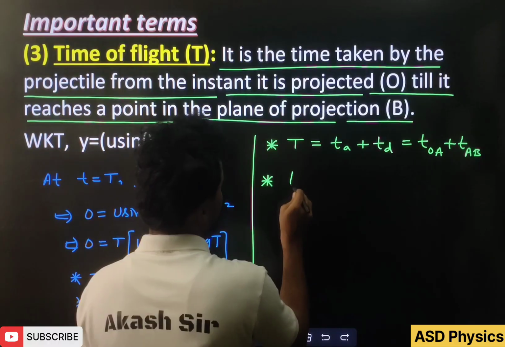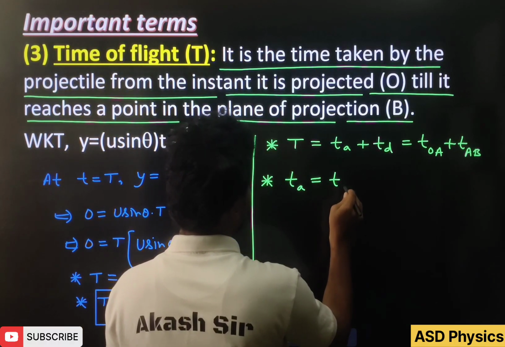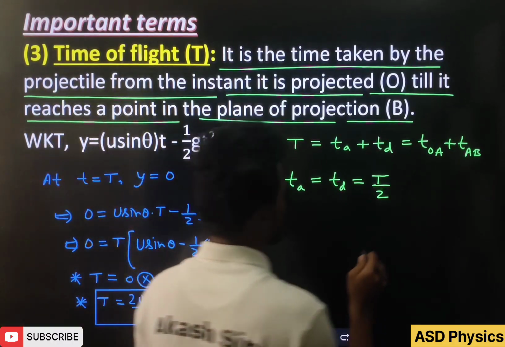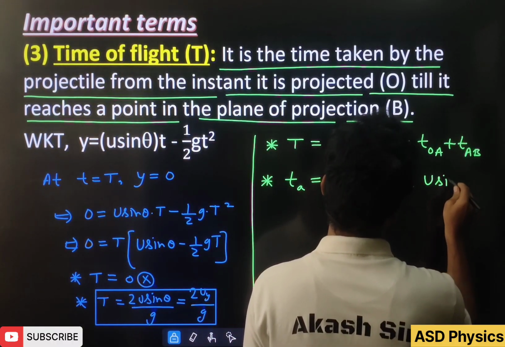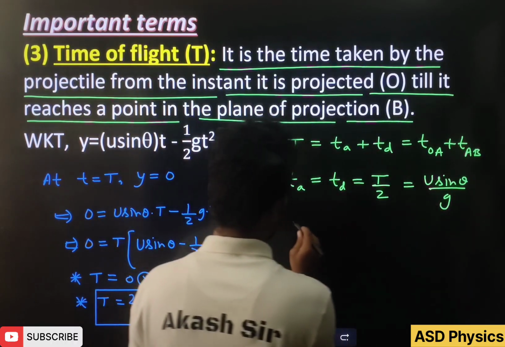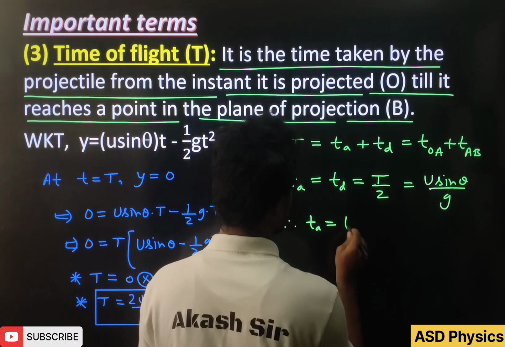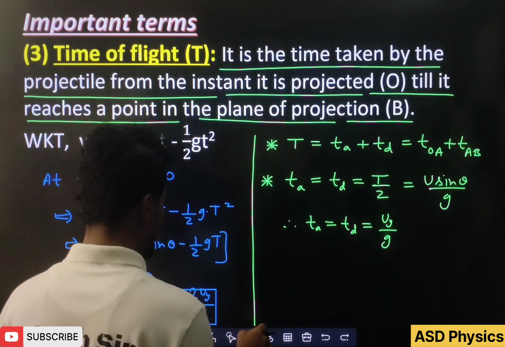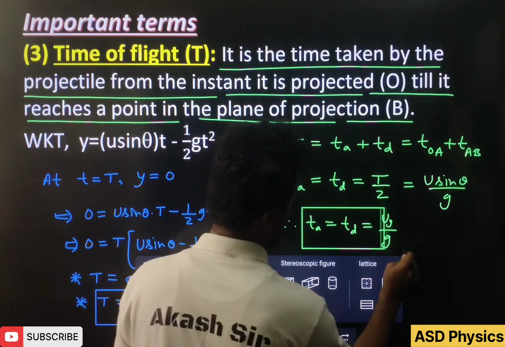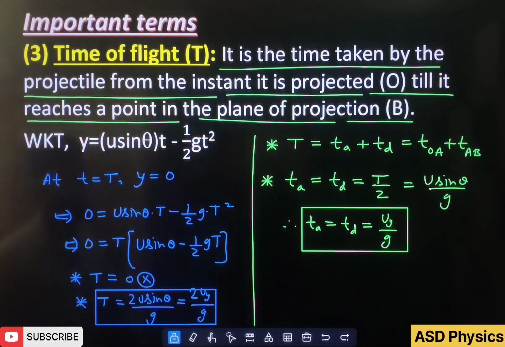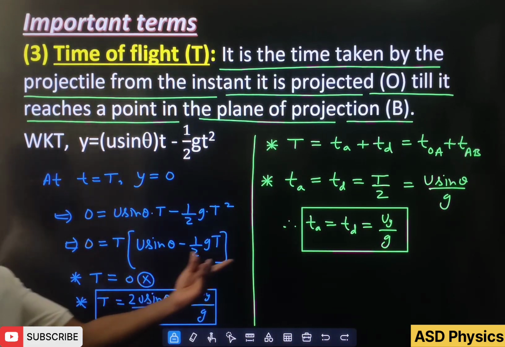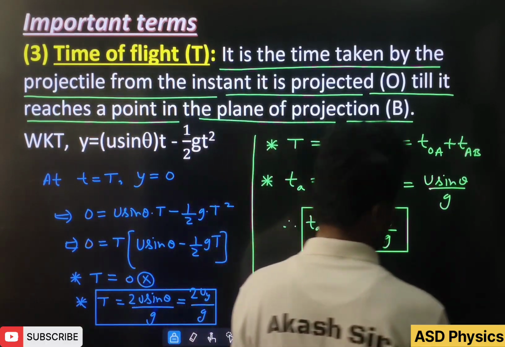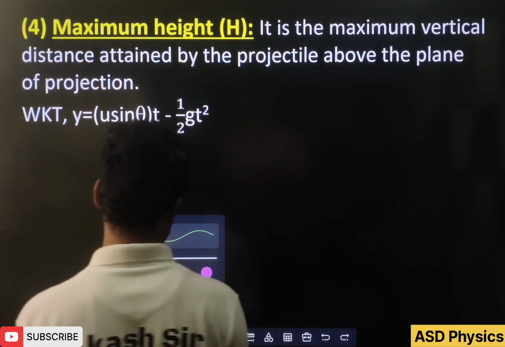Now, in the absence of air, time of ascent and time of descent both will be half of the time of flight. That means I can write that this will be u sin theta by g, or time of ascent is equal to time of descent is equal to uy by g. I hope this is very clear to you. Put it into the box. But this is only applicable in the absence of air, and when the height from the ground is not too much. Okay, great.